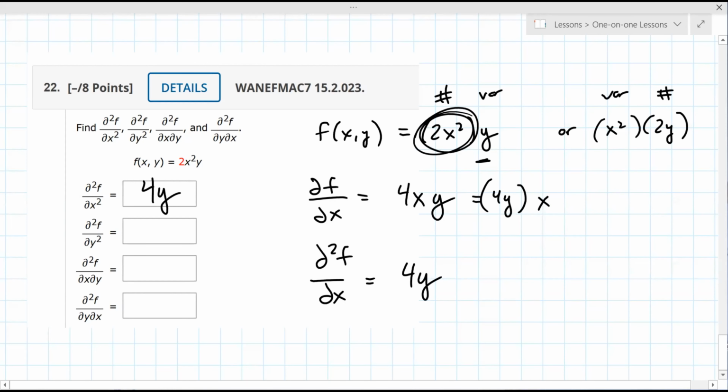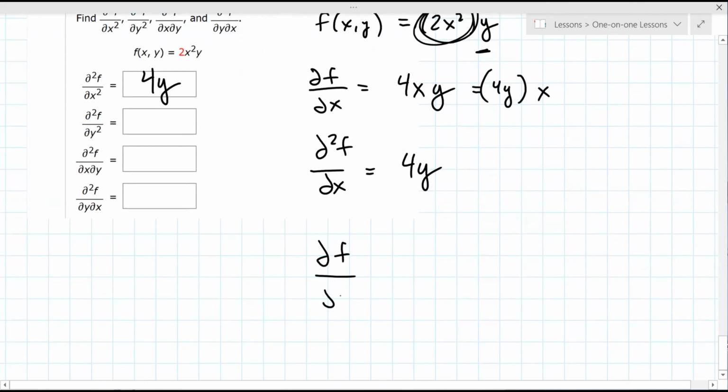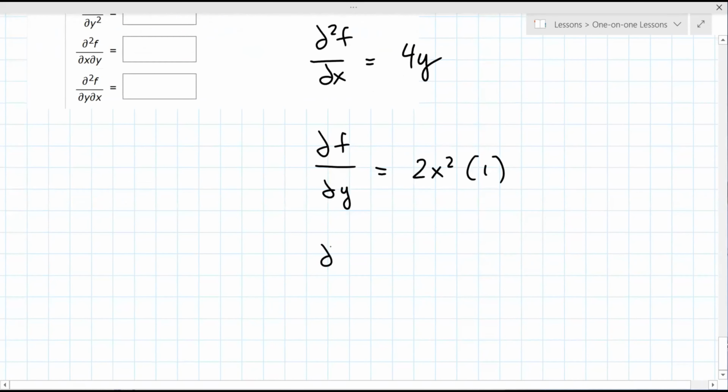Okay, so now let's do it again. Let's take the derivative, but now we're going to do it with respect to y. So we're going back to the original function, and you can kind of see it as 2x squared times y. The derivative with respect to y is 1 times 2x squared. When you take the derivative here again with respect to y, is there a y here? There's no y's. So it's basically saying, what's the derivative of a number? The derivative of a number is 0.